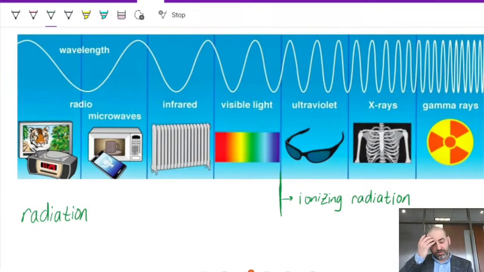The light that we're going to be most interested in is infrared and visible light. That's over here to the left of our ionizing radiation. We already said visible light is the light that we can see, and infrared light is light that we cannot see, and it is lower in energy.